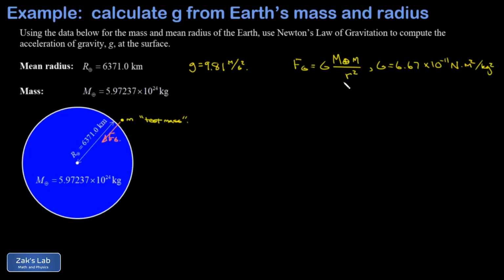So there's the force exerted on the test mass, and a key assumption that we're making here is that that test mass is close enough to the surface of the Earth that we can approximate its distance from the center of the Earth with the radius of the Earth itself.